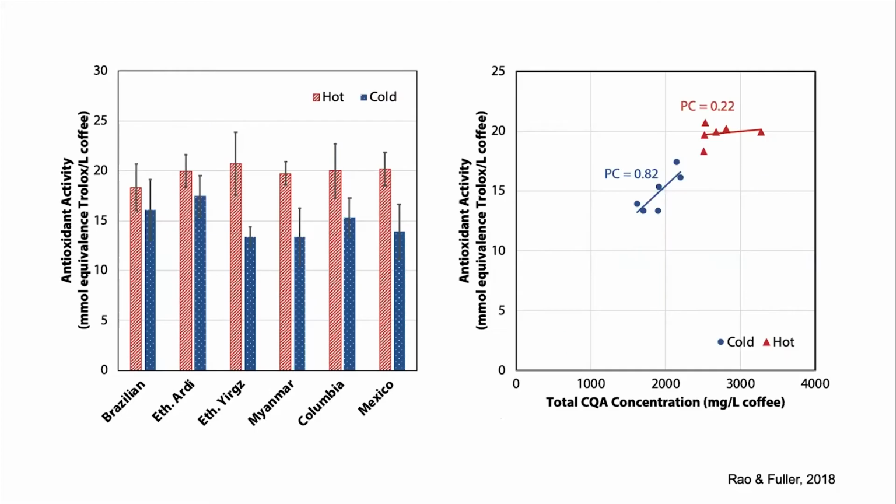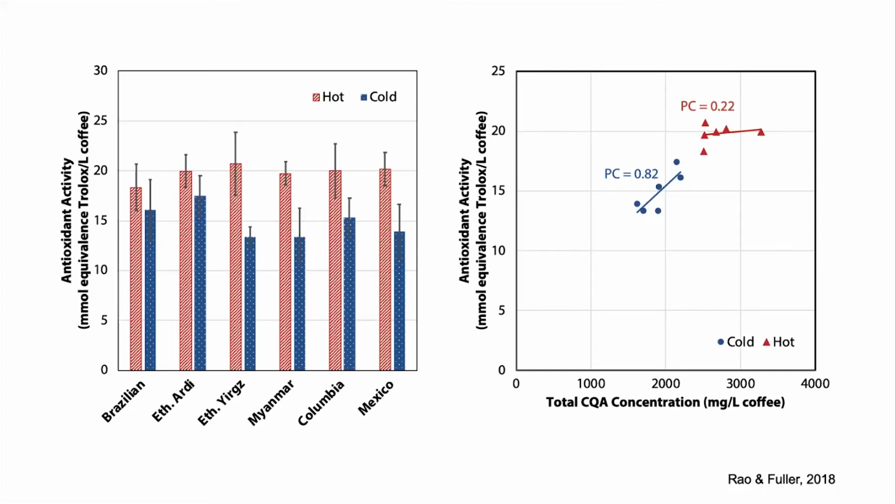And then we looked into antioxidants. Hot brew coffee definitely has higher antioxidant than cold brew coffee. Not only that, we also noticed an interesting correlation. We tried to correlate the antioxidant activity versus the CQA, the chlorogenic acid concentration. We found that for cold brew coffee, we have a very strong correlation between antioxidant and chlorogenic acid concentration. What this tells us is that the majority of antioxidant activity in cold brew comes from chlorogenic acid.